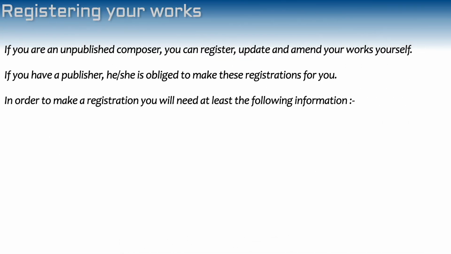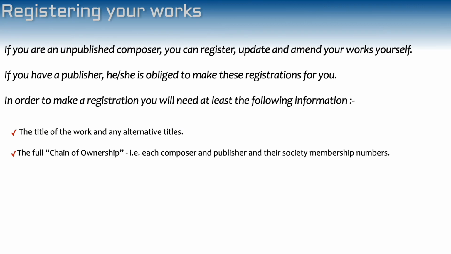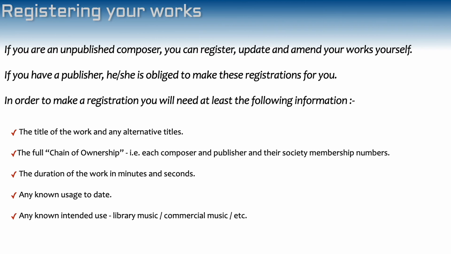Registering your works. If you're an unpublished composer, you can register, update and amend your works yourself. If you have a publisher, he or she is obliged to make these registrations for you. In order to make a registration, you will need at least the following information: the title of the work and any alternative titles, the full chain of ownership, i.e. each composer and publisher and their society membership numbers, the duration of the work in minutes and seconds, and any known usage to date. Any known intended use, library music, commercial music, etc.